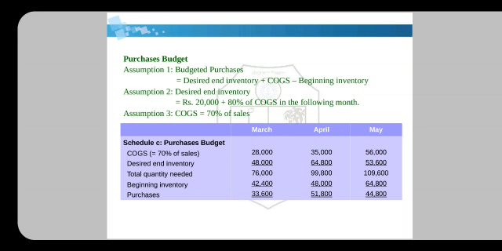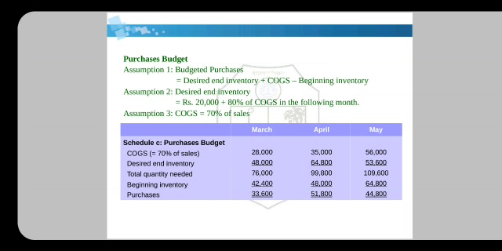Now desired end inventory is rupees 20,000 plus 80% of cost of goods sold in the following month. So the cost of goods sold in March is 28,000, and 80% of 28,000 plus 20,000 is 48,000. Now 20,000 plus the cost of goods sold of the following month, 80% of 56,000, so that will be 64,800, and likewise for May it is 53,600.